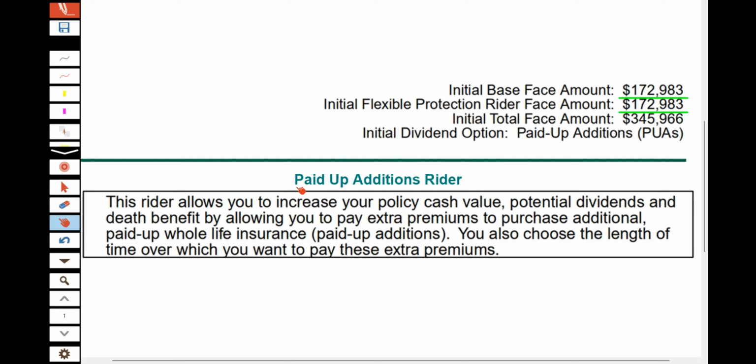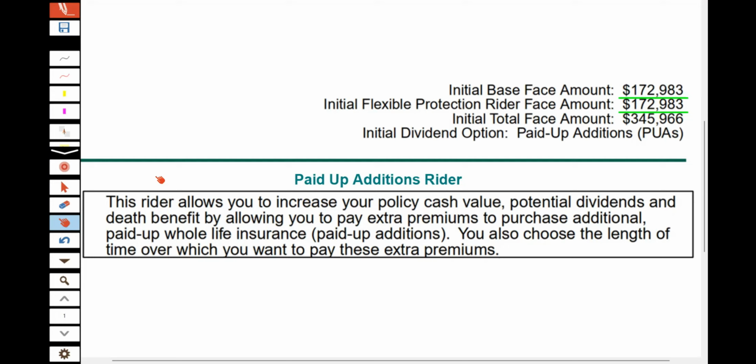So for this paid up additions rider, this is why you want to put that money into your policy every single year if you can. Okay, so simply put, this rider allows you to increase your policy cash value, potential dividends, and death benefit by allowing you to pay extra premiums to purchase additional paid up whole life insurance, paid up additions. You also choose the length of time over which you want to pay these extra premiums.